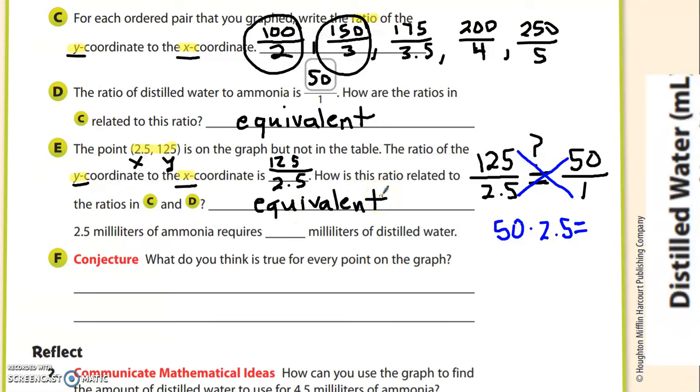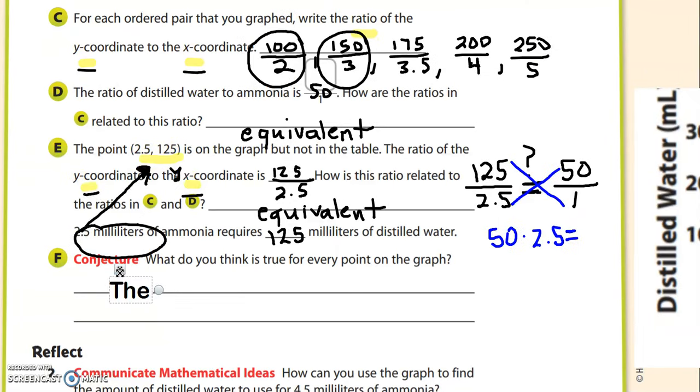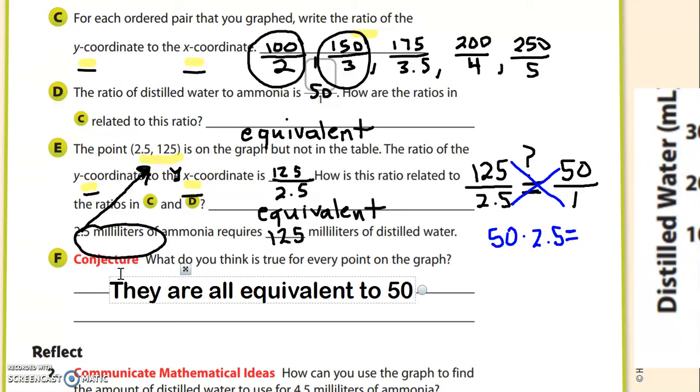And then this is kind of a follow-up. It's in that same question right there. 2.5 mil of ammonia. 2.5 is the same as that. So this is saying 2.5 mils of ammonia requires blank mils of water. Well, I hope you recognize that it's simply the partner, so it's 125. Question F, what do you think is true of every point on the graph? Well, all the points we put on the graph were equivalent to 50 over 1, and even this one that we just checked out, 2.5, 125, is equivalent to 50 to 1. So what do you think is true of all of them? I think what's true of all of them is that they are all equivalent to 50 over 1, or I'll use a colon in this case.